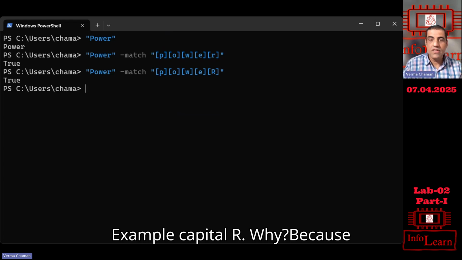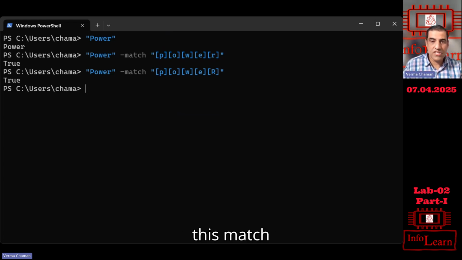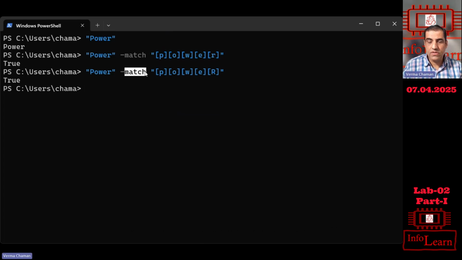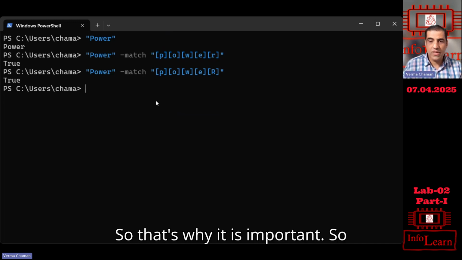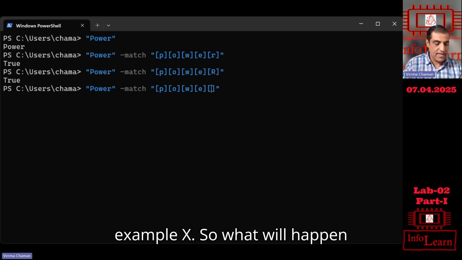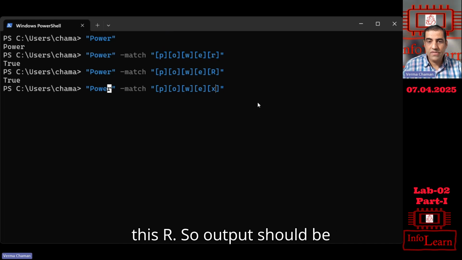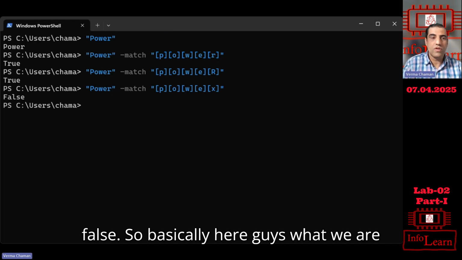For example, capital R. Why? Because this match parameter is basically not case sensitive. Okay, so that's why it is important. So for example X. What will happen now? X is not matched with this R, so the output should be false.